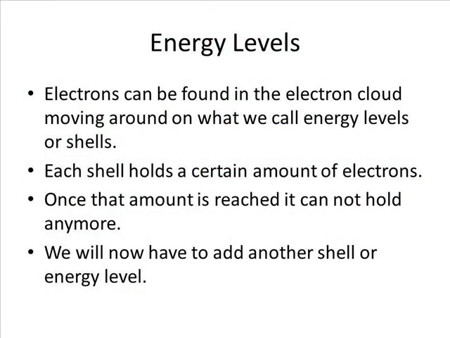Now, electrons are found on what are called energy levels or electron shells. And these shells are located outside the nucleus in the electron cloud. They hold a certain number of electrons in each shell. Once the maximum number of electrons that can be held in that shell or energy level is reached, then we will add another energy level or electron shell to add the remaining electrons. So once those energy levels are filled up, then we move on to the next one.